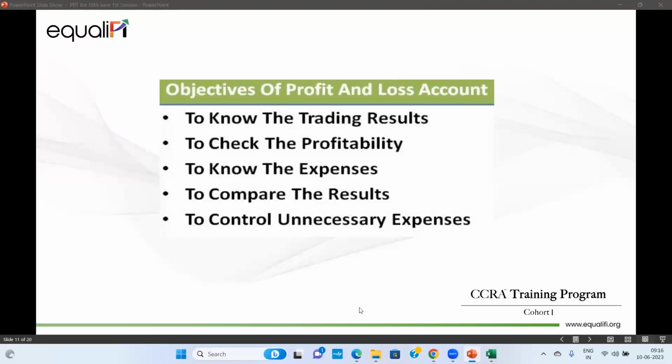Yeah, you can do it every week. You can do it on an everyday basis. Today's sale versus today's cost. You can do it. Right? So the last and not the least point is that the objective of this is to control the unnecessary expenses.